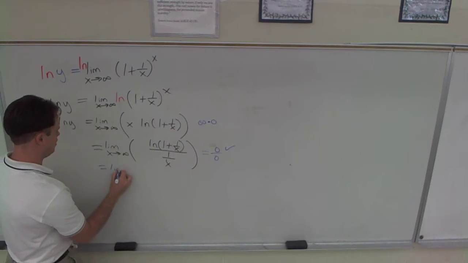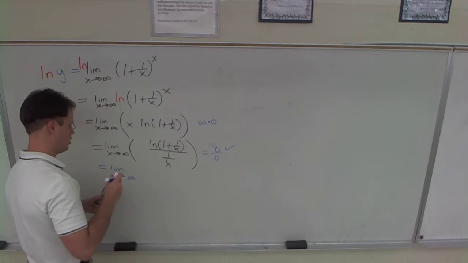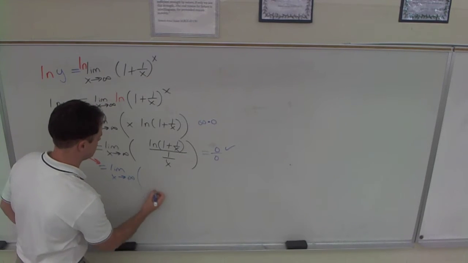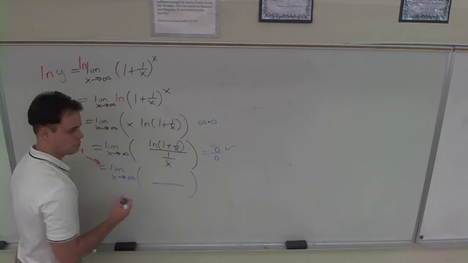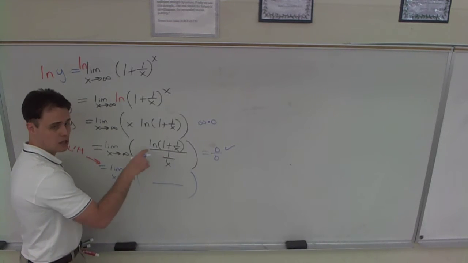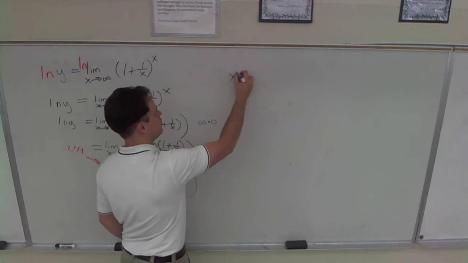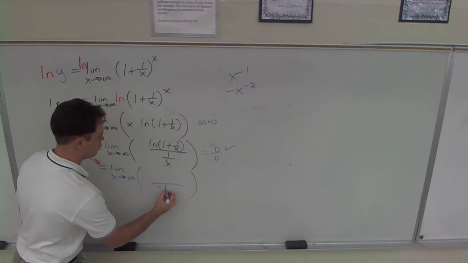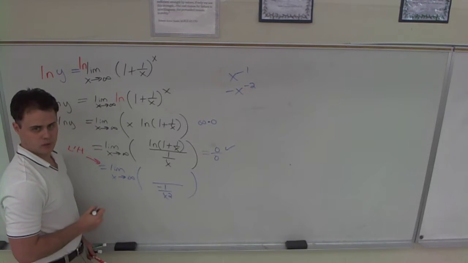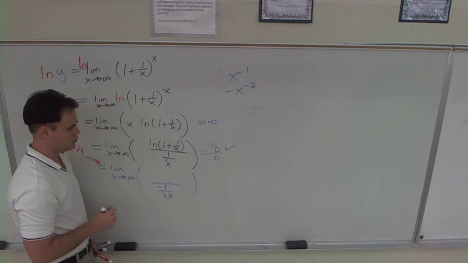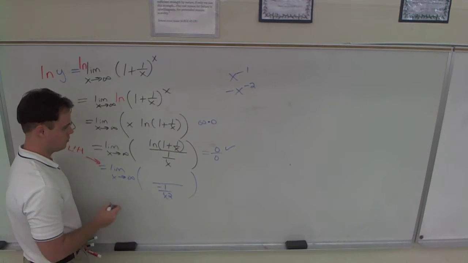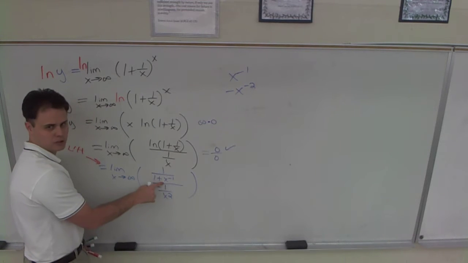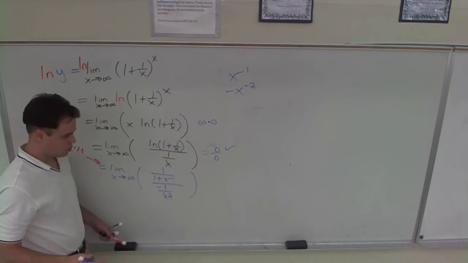So we can say by L'Hopital, I'll stick it in red here, that this is equal to what? Can you guys help me with the derivatives? Remember, this is x to the negative 1. What's the derivative of x to the negative 1? X to the negative 2. So this is going to be negative 1 over x squared, right? Then we have to take the derivative of this, which is a little bit more involved. What's the derivative of natural log? 1 over stuff. And then we're going to have to take the chain rule of the stuff.